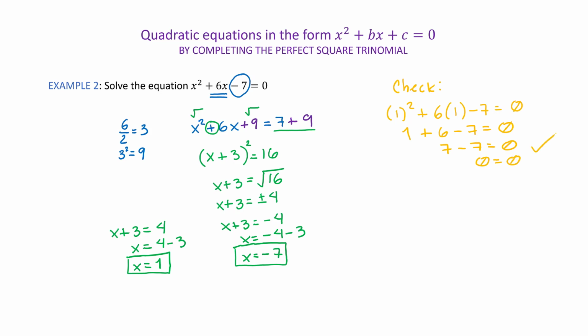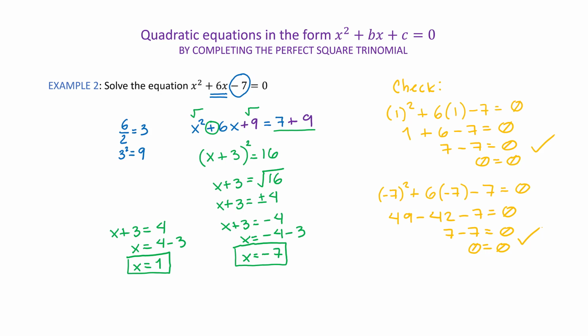We now check with our second solution, x equals minus 7. The square of x is now the square of minus 7 plus 6 times x, which is now minus 7. Minus 7 should be 0. The square of minus 7 is 49. Plus 6 times minus 7 gives us minus 42. Minus 7 should be 0. 49 minus 42 gives us 7. Minus 7 should be 0. And 7 minus 7 is 0. Therefore, the solution of x equals minus 7 is also correct.